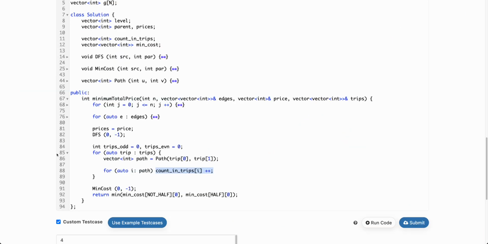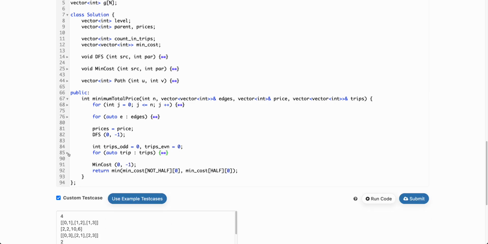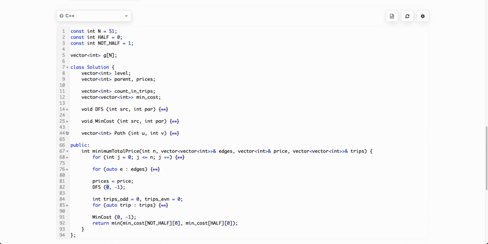Now, once you have figured out this for each of these, we just call min cost, and this will populate the two parts, half and not half. And finally, we are just taking the minimum of half and not half for the root node, which in our case is 0, because we have rooted the tree at 0, right? Now let's look at the path function.